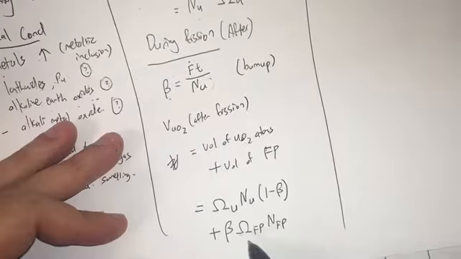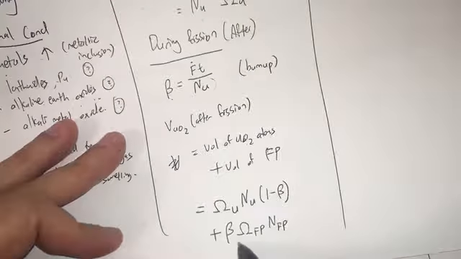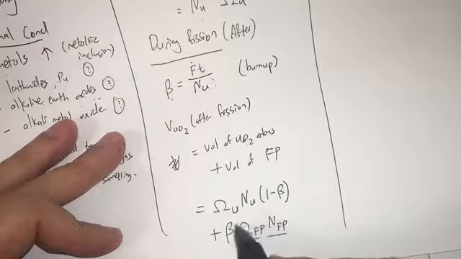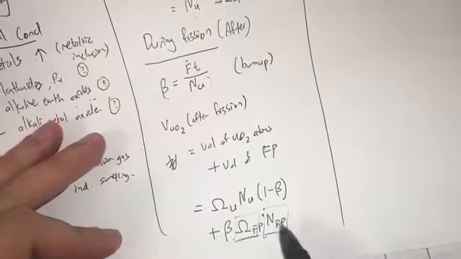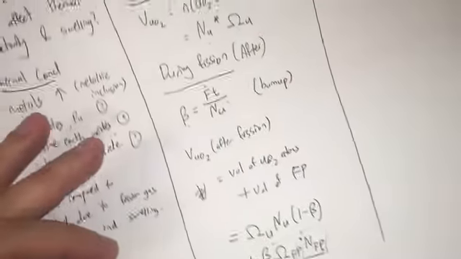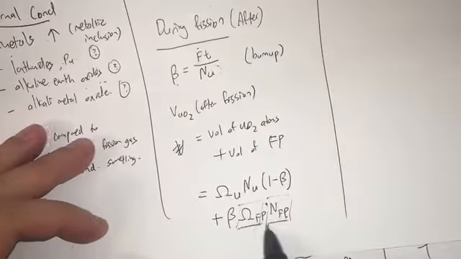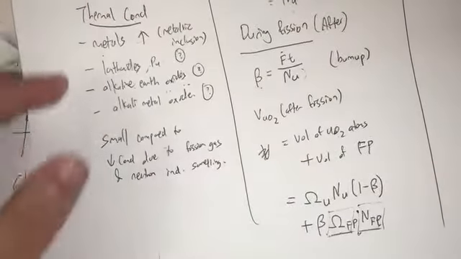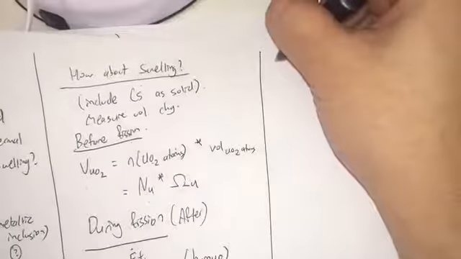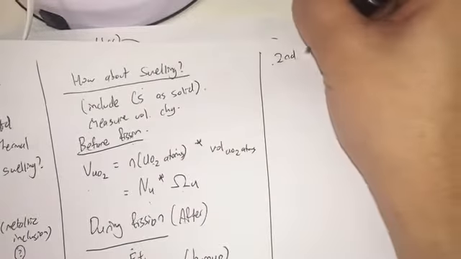But there's more than one fission product, right? You cannot just use this omega and the number of atoms of fission products to measure it. We have to account for each group that is being formed: 1, 2, 3, 4. 4 groups. So let's look at the second term.